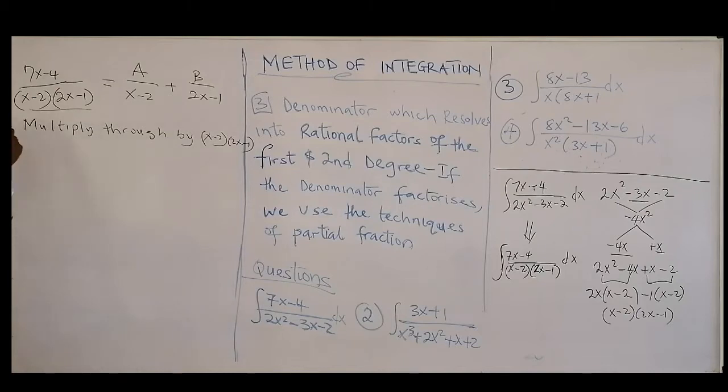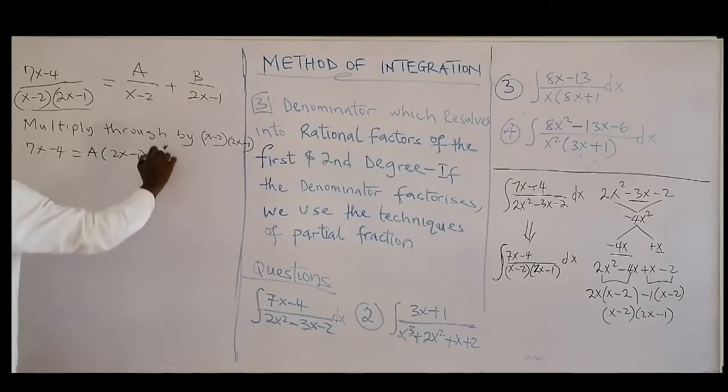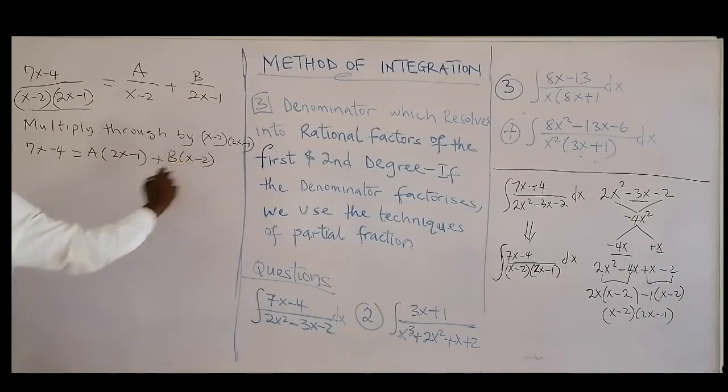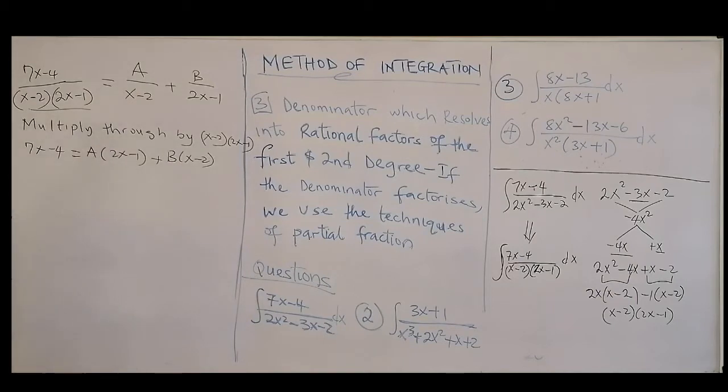If you multiply through, 7x minus 4 will be equal to A times 2x minus 1, plus B times x minus 2. That's what you get when you multiply through. Then we use the elimination method, whereby we look for values of x which can cancel one variable and generate another. Let x be equal to 2 so that B can go.